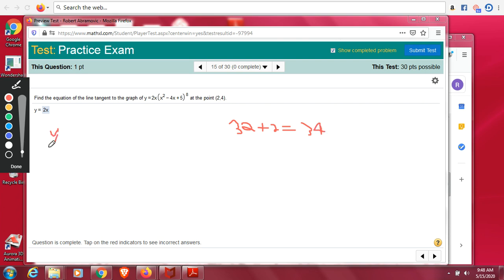So I'm pretty sure this should have been y minus 4 equals 34 times x minus 2. So because the slope here isn't 2, it is 34.